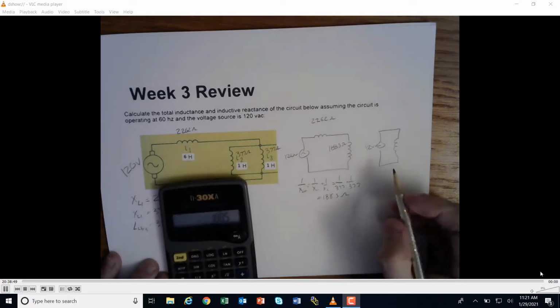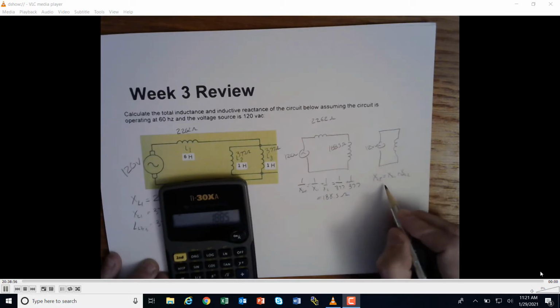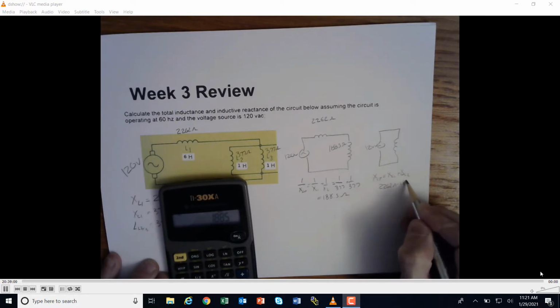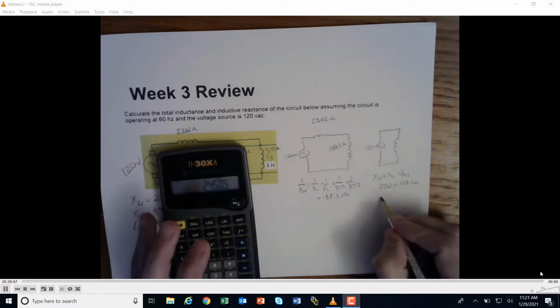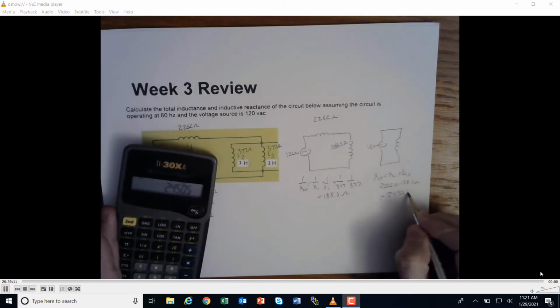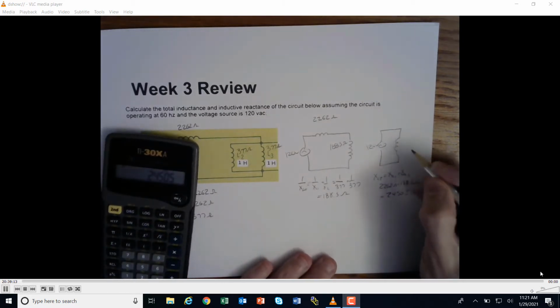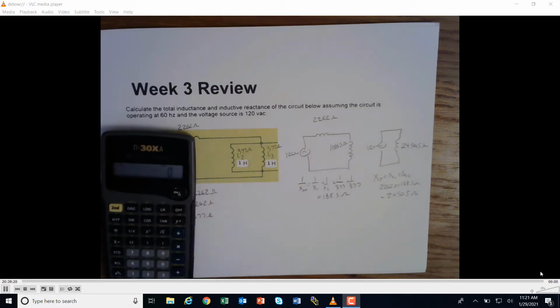Okay, then to get this one here, these are in series, so they would add. So we would get XLT equals XL1 plus XL2, which is 2262 ohms plus 188.5 ohms. So if I take that and add 2262, I get 2450.5 ohms. So this right here is 2450.5 ohms.